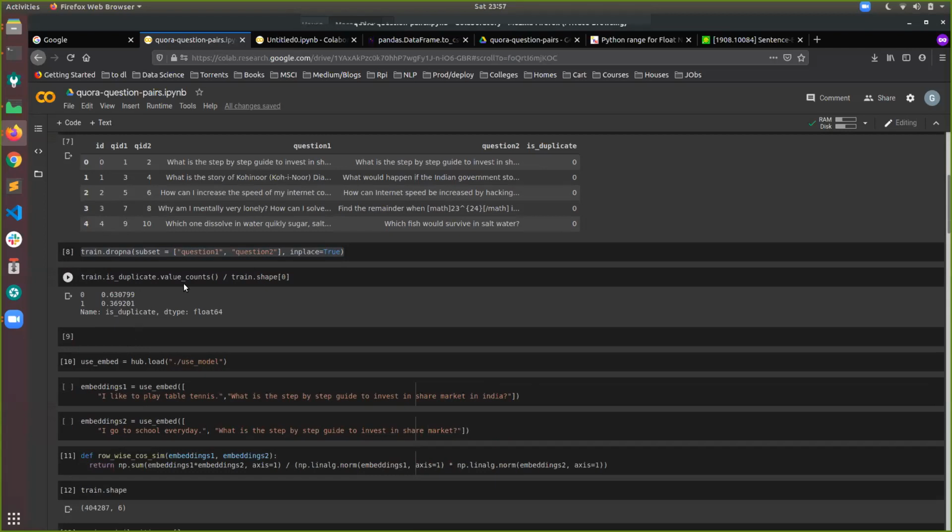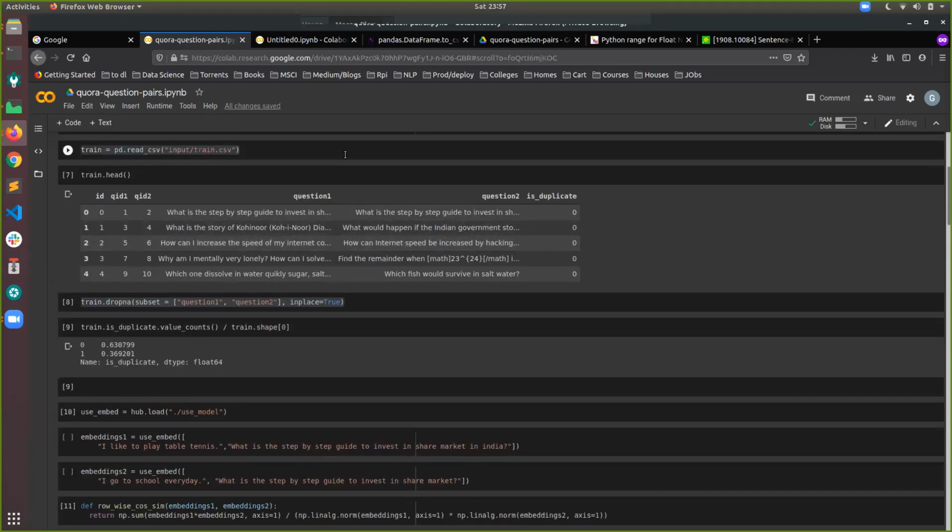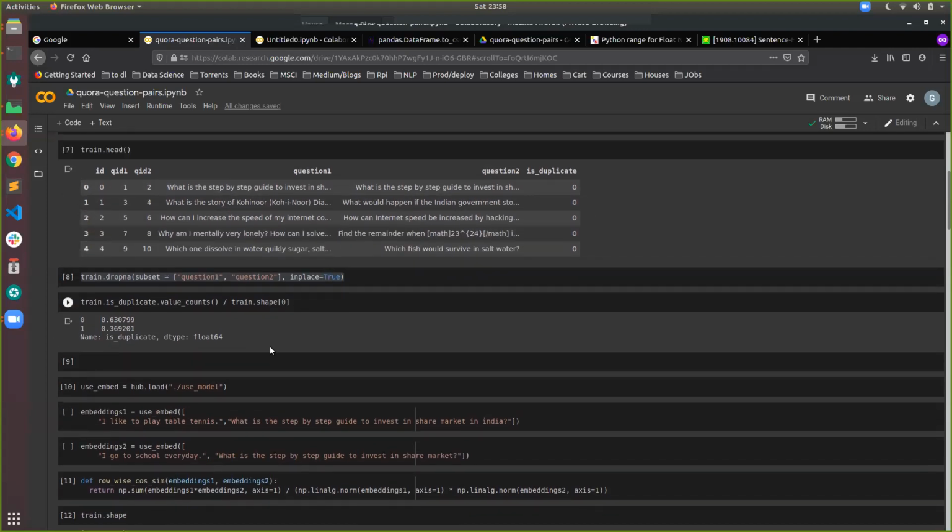So my basic approach here was to just take an embedding for question 1, question 2, some pre-trained embedding, and just calculate the cosine similarity between those two. My initial approach was that I could choose a threshold for the cosine similarity. If it crosses some threshold, then it's duplicate, else it's not duplicate. So I wanted to take just a simple approach.